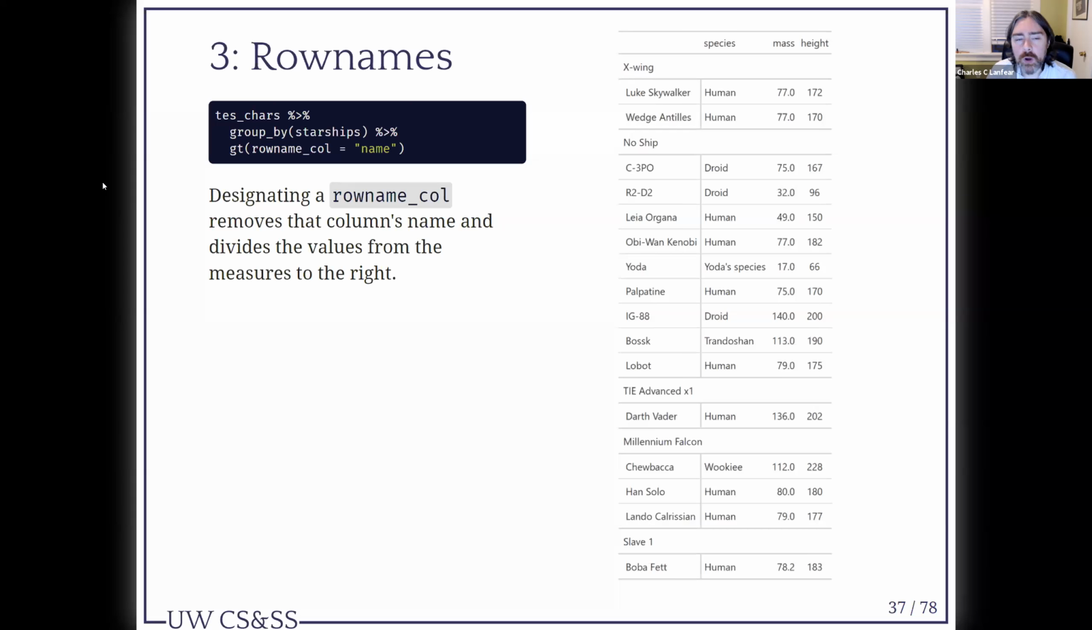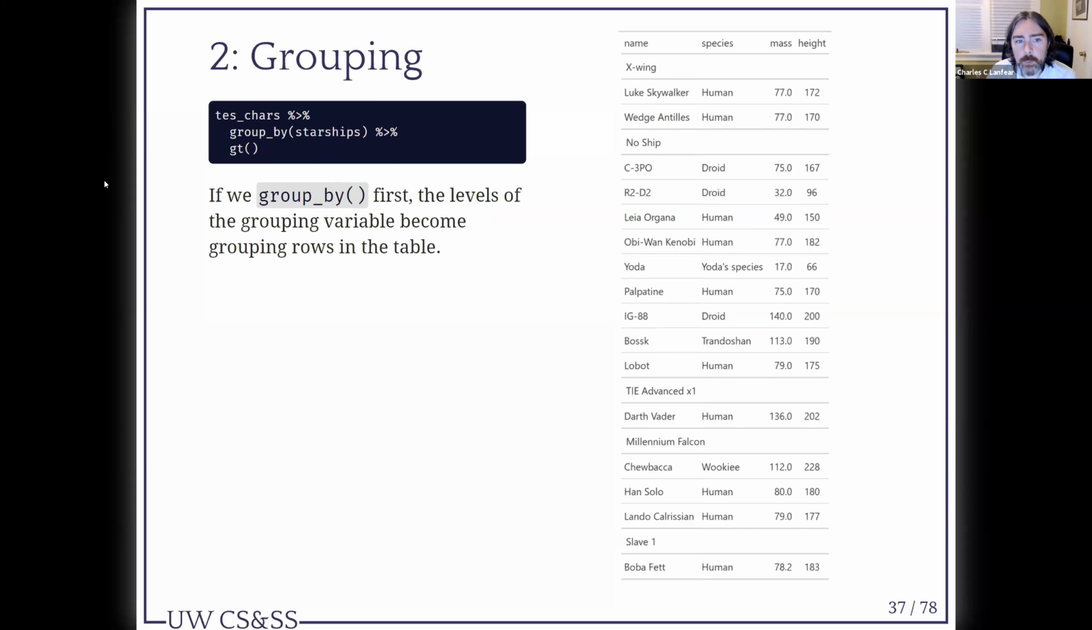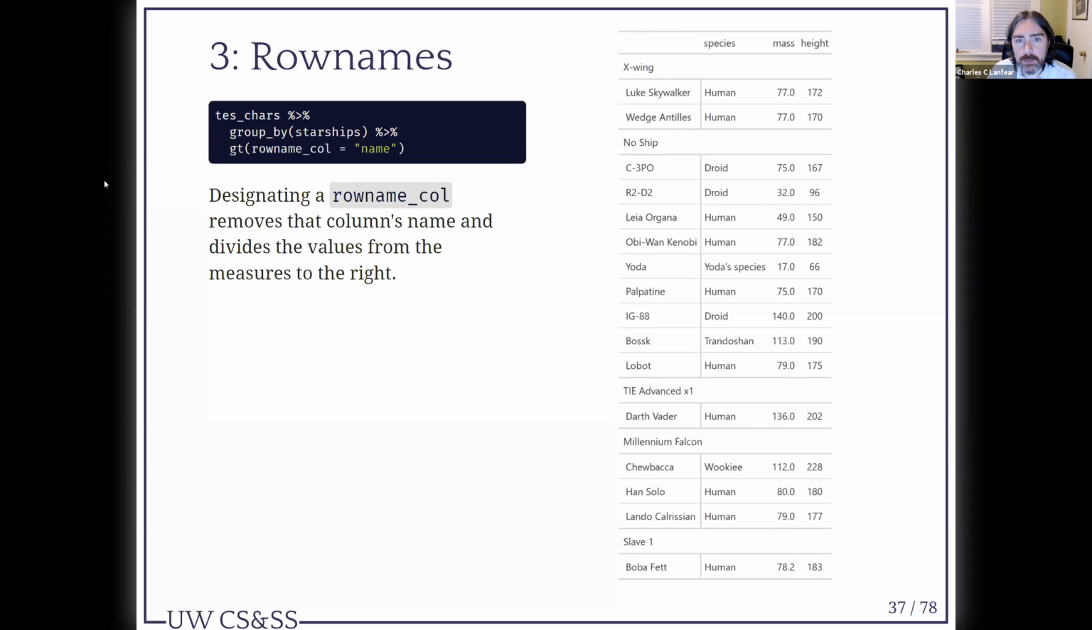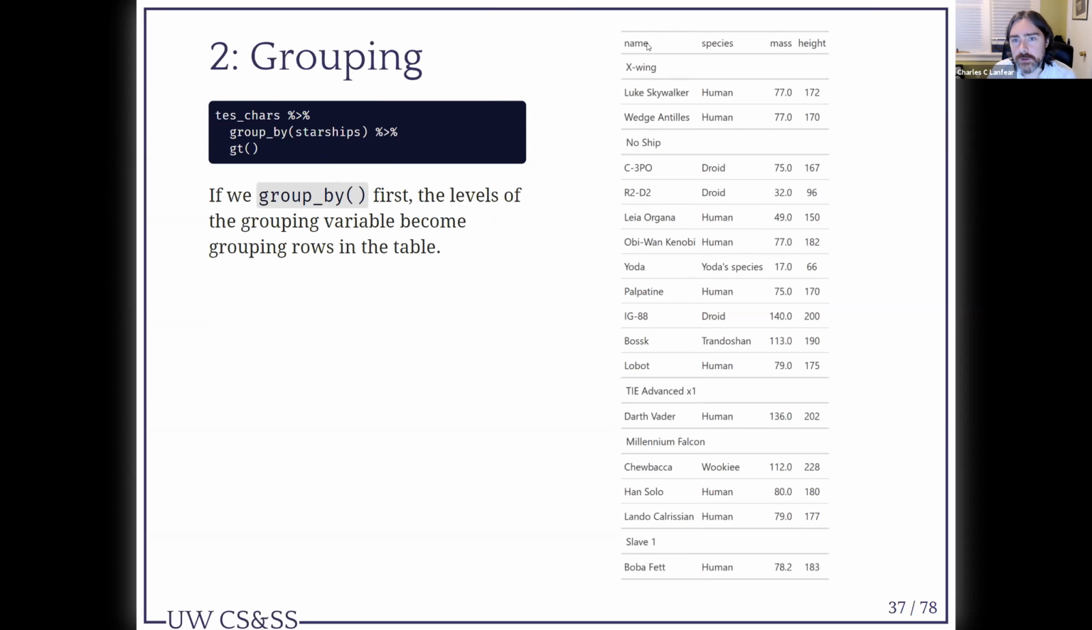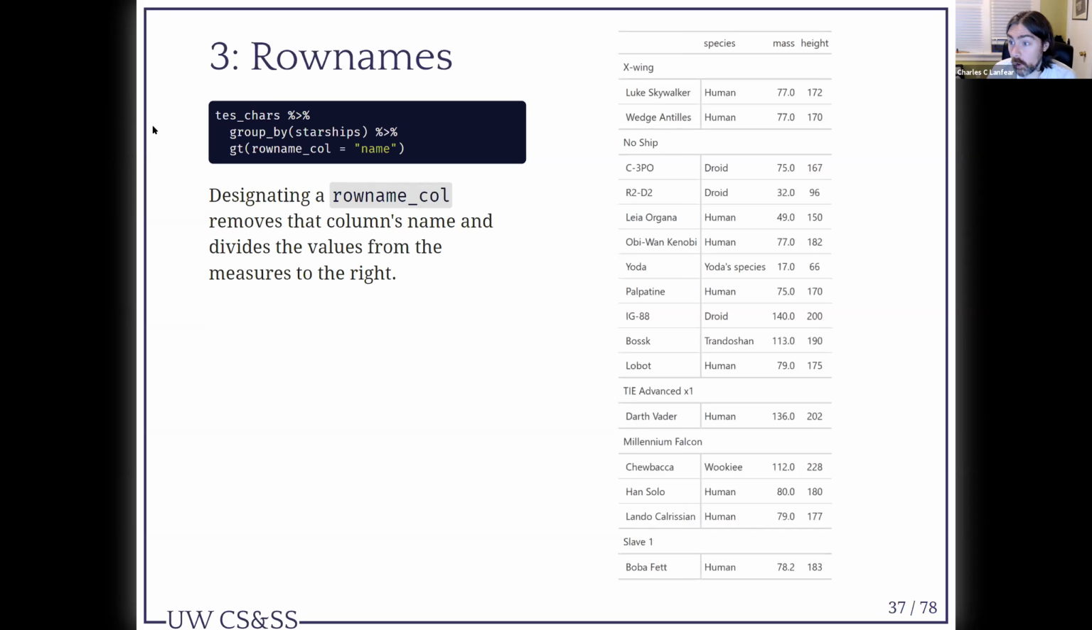Next thing, we might want to make it so that we remove, for instance, the row name for the categories. So by default, name here, right here, X-Wing, Luke Skywalker, Wedge Antilles, whatever. What I'm going to do is say that name column is a row column.